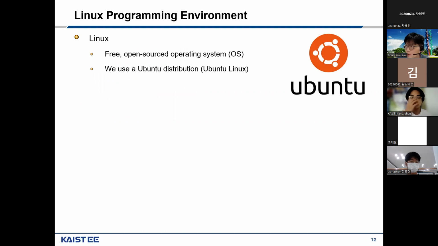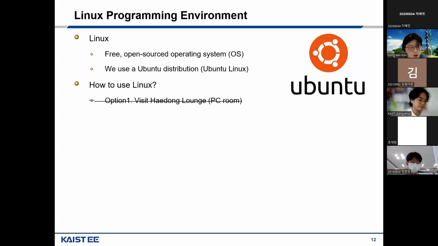Throughout the course of EE209, we'll be using Linux. Linux is a free open source operating system, and we use the Ubuntu distribution specifically. There are different types of distributions and different versions of Linux, and Ubuntu is one of the very popular distributions of Linux.